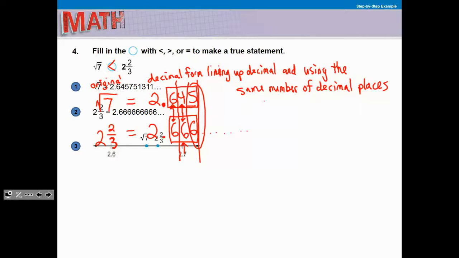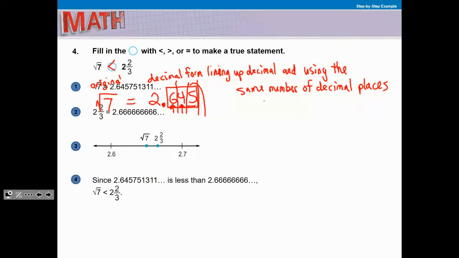Okay? Here is a nice little version of what it would look like on a number line. That's a very zoomed in number line because look, you have 0.6 and 0.7. So you're looking at a very tiny range there.